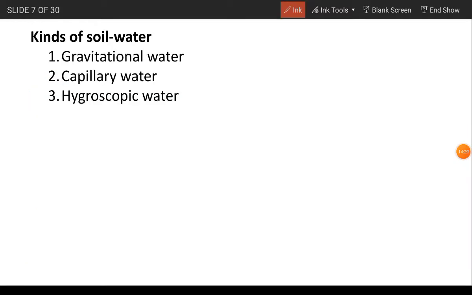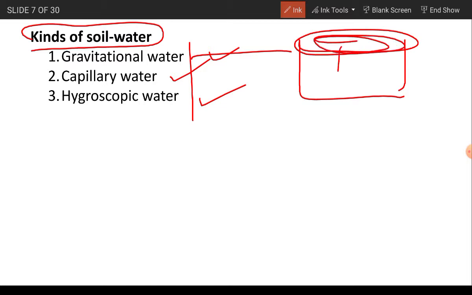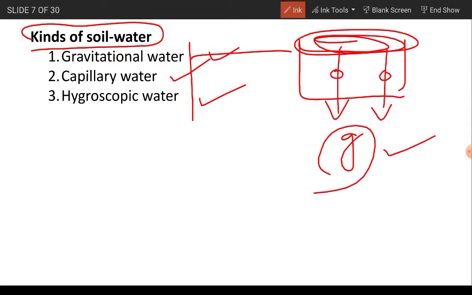Okay, the next one is the kinds of soil water. There are different kinds of soil water: gravitational water, capillary water, and hygroscopic water. Gravitational water is the water which is drained out with the force of gravity after irrigation or rainfall. After 2 to 3 days of irrigation, the gravitational water ceases.